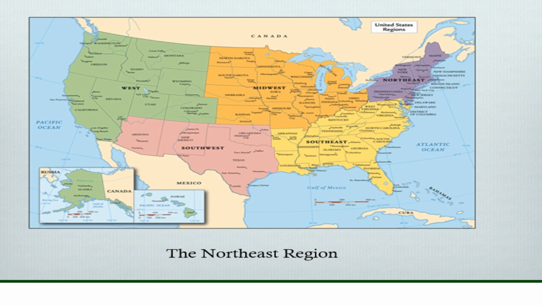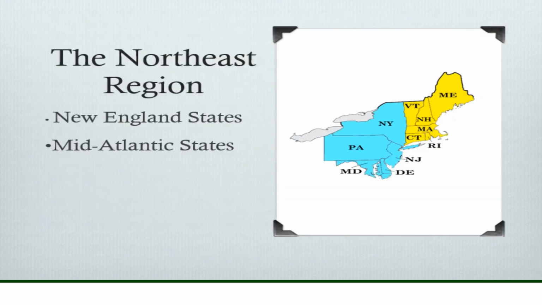So if you look at this map, the northeast corner of the map that's highlighted in purple are your northeast states. And here are those same states. The Northeast region, the 6 upper states are New England states, they're in yellow. And your 5 lower states are your Mid-Atlantic states in that aqua color.